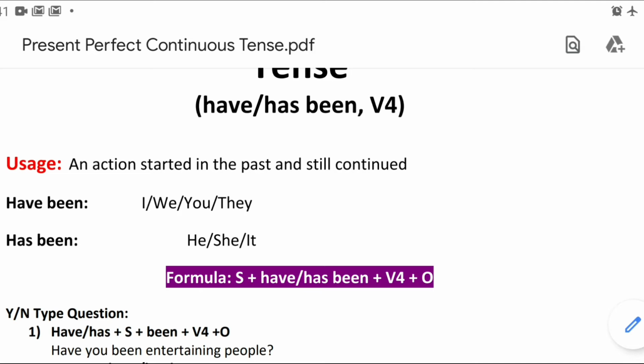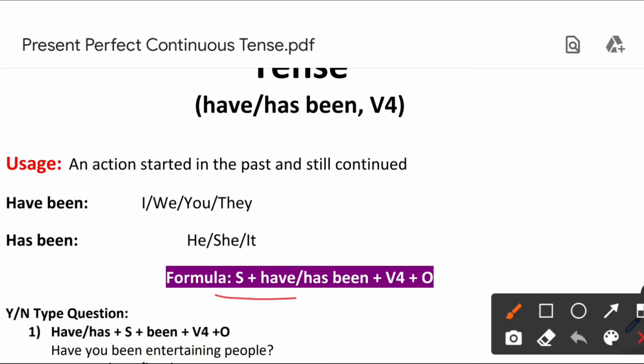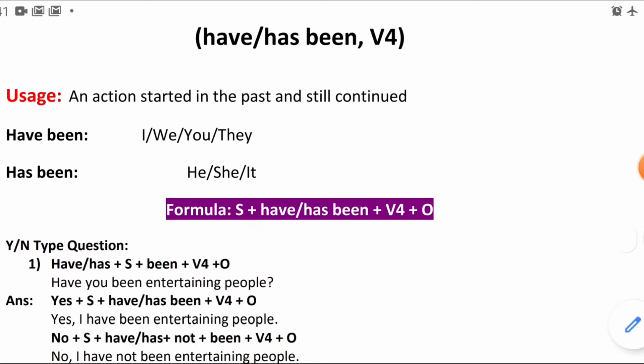The very first thing is formula. To make a sentence, formula is important, right? So formula of simple sentence or positive sentence is subject plus have or has been plus V4 plus object. Now, subject we have to use from this, then have or has been as per the subject, then verb fourth form, and then object. Okay, now let's see the sentence by the formula.